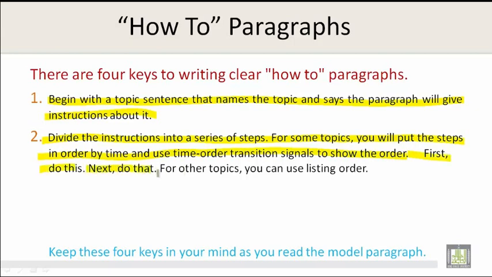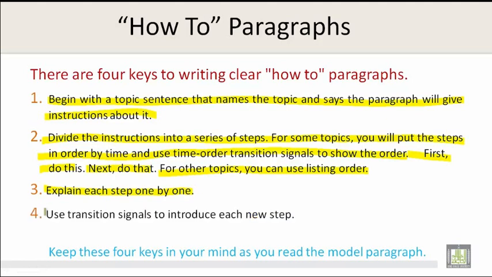Next, do that. For other topics, you can use listing order. The third key is explain each step one by one. The fourth key is use transition signals to introduce each new step. Keep these 4 keys in your mind as you read the model paragraph.